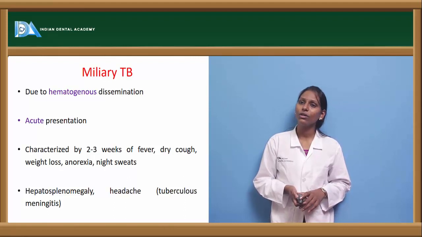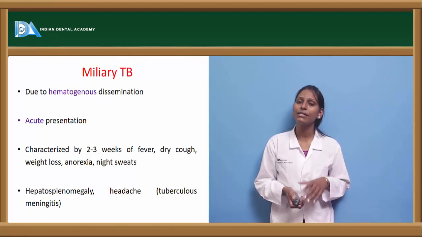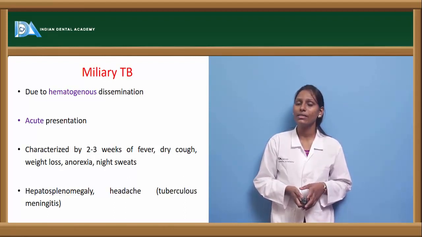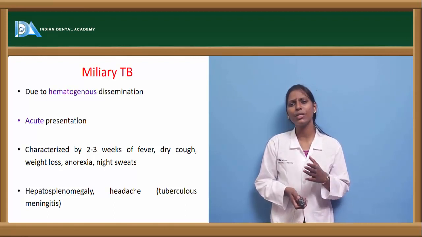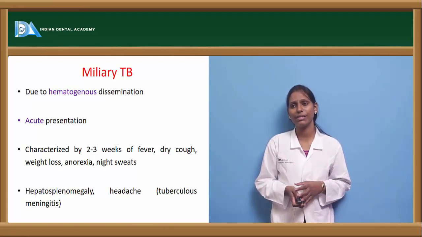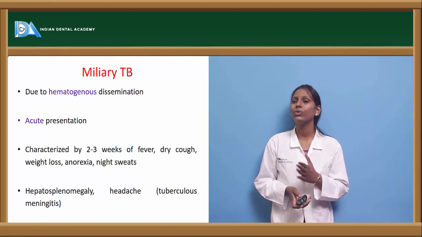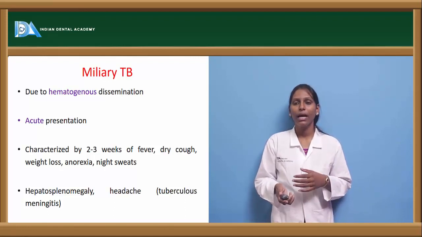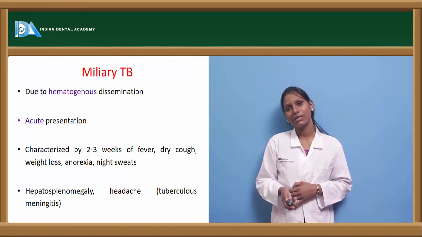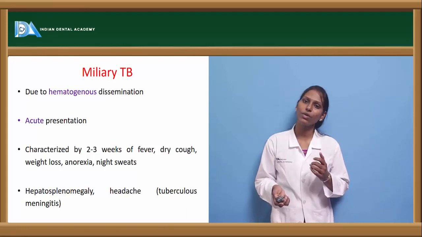Coming to miliary tuberculosis, here it is an extrapulmonary site where spread is through hematogenous dissemination. Patients usually present with acute manifestations. It is characterized by 2 to 3 weeks of fever, dry cough, weight loss, anorexia and night sweats. There will be an enlarged liver and spleen which are tender. Patients will also have headache.